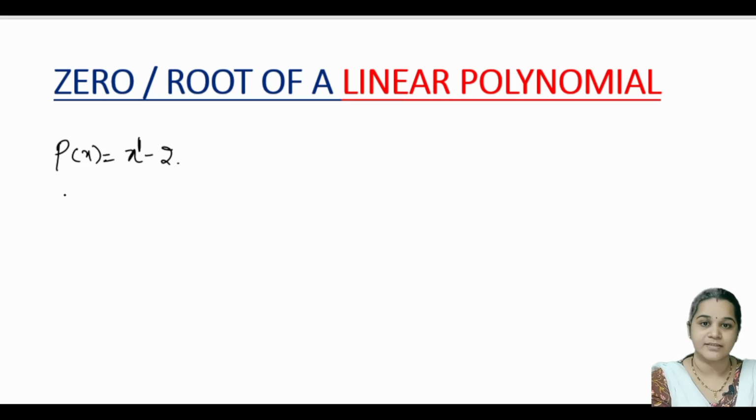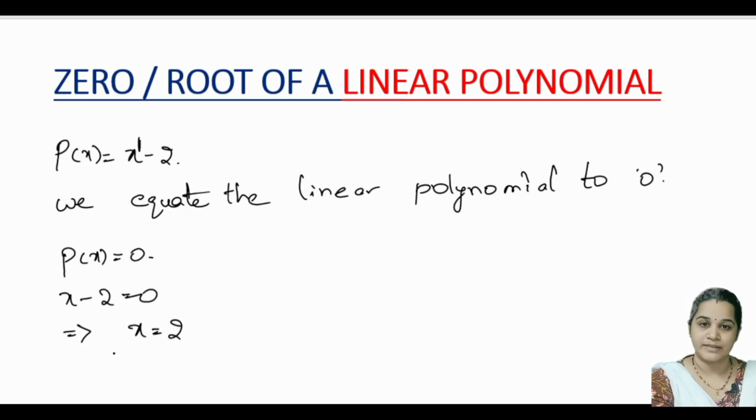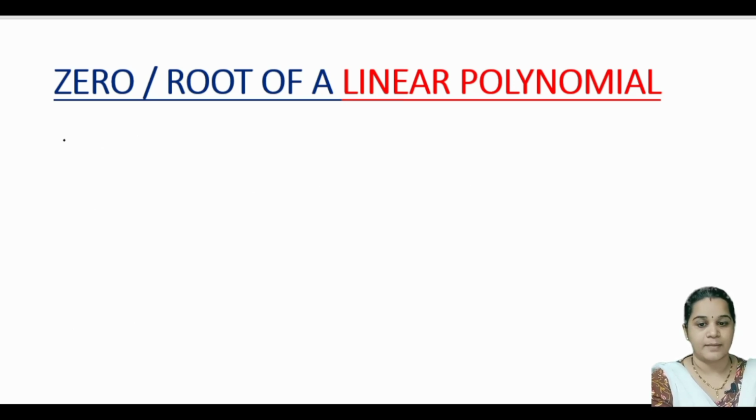The answer is simply we equate the linear polynomial to 0. So p of x is equal to 0, that is x minus 2 is equal to 0 and the value comes to be x is equal to 2. Here x is equal to 2 is the root of a linear polynomial. Let us take another example.